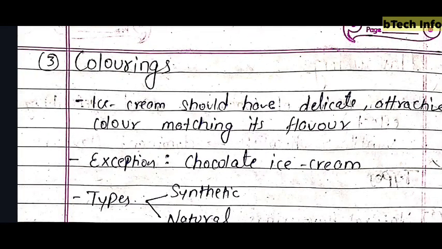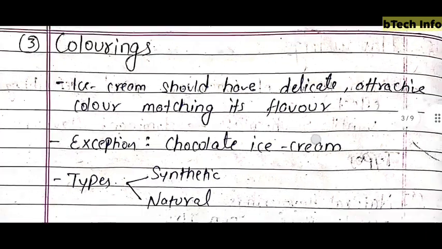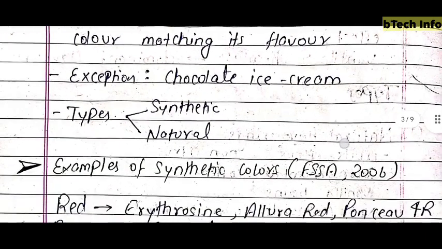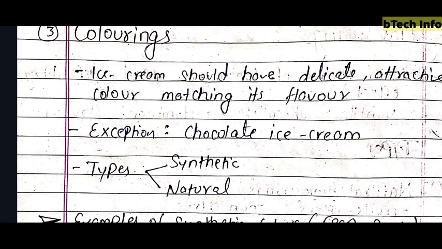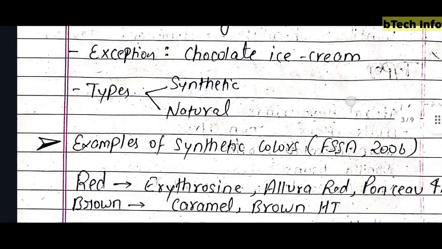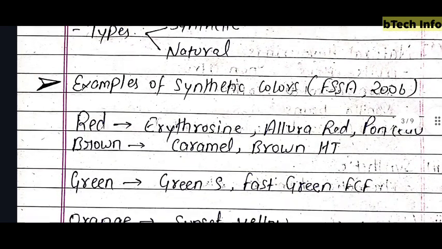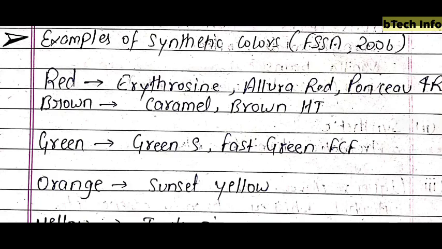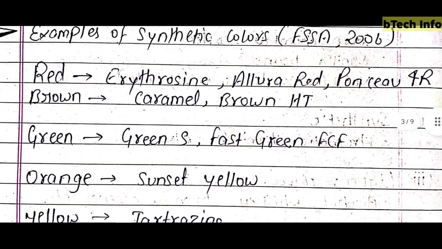Now we see the coloring. Ice cream should have a delicate, attractive color matching its flavor. An exception is chocolate ice cream, which does not require coloring because it is itself brown. The types are synthetic and natural. Examples of synthetic colors: red color produced from erythrosine, allura red and Ponceau 4R. Brown color produced from caramel or brown HT.